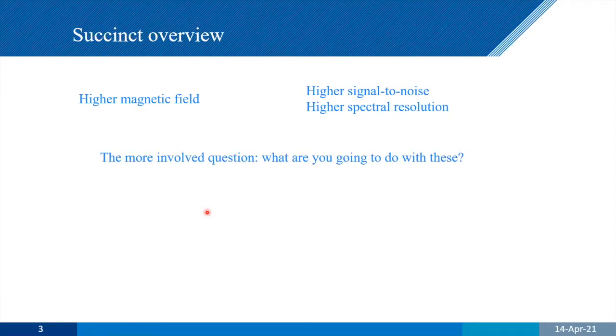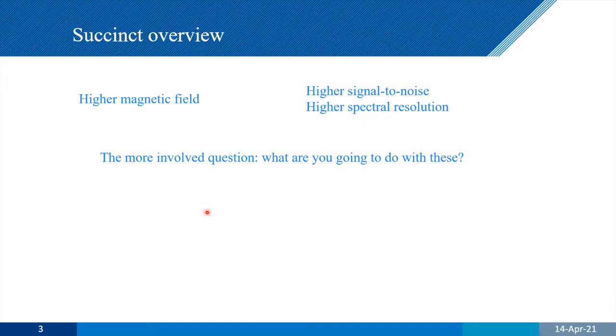So if we have to sum up in a very succinct way, higher magnetic field simply gives us higher signal to noise. And if we're a spectroscopist, it gives us higher spectral resolution. And that's it. But I think the interesting question is what are you actually going to do with these? What are you going to do with your higher signal to noise? What are you going to do with your higher spectral resolution?